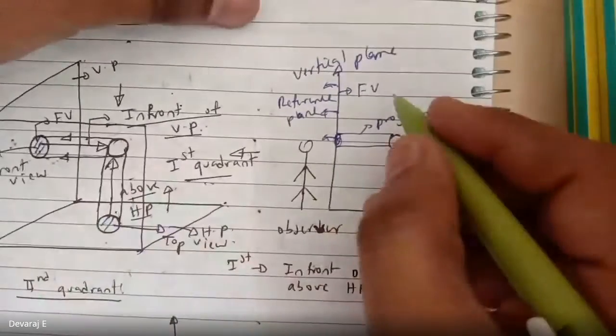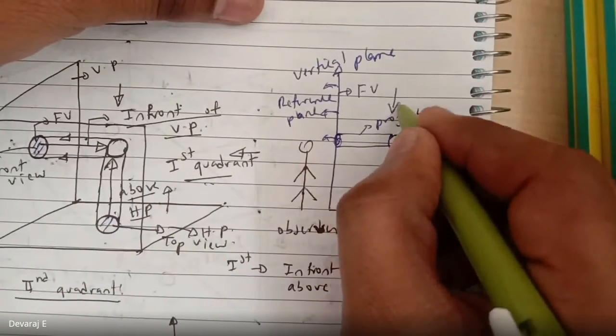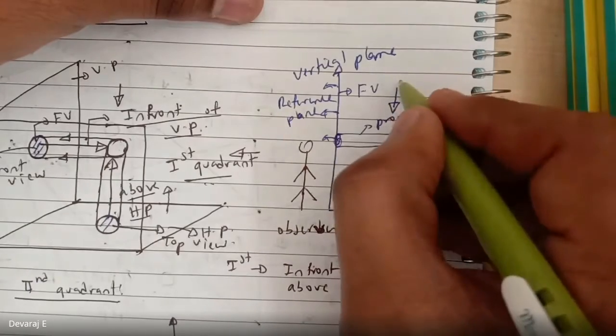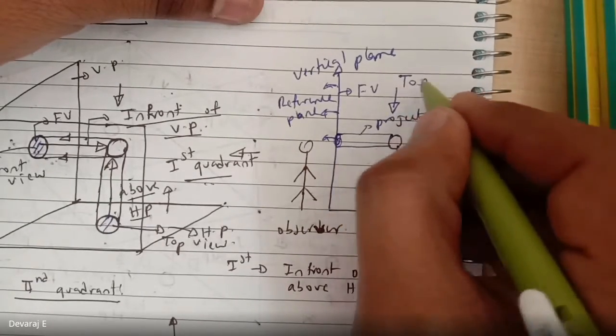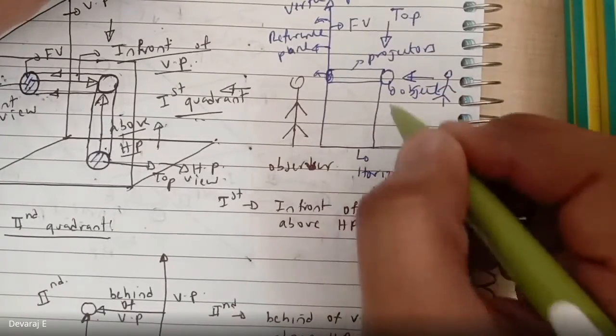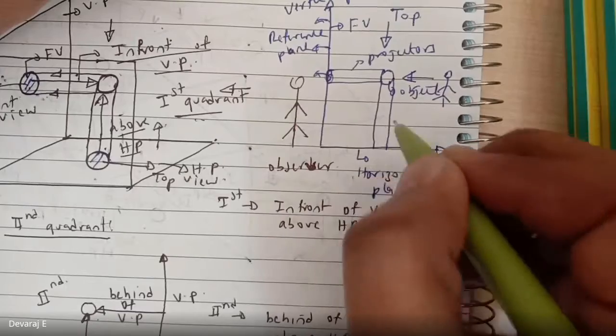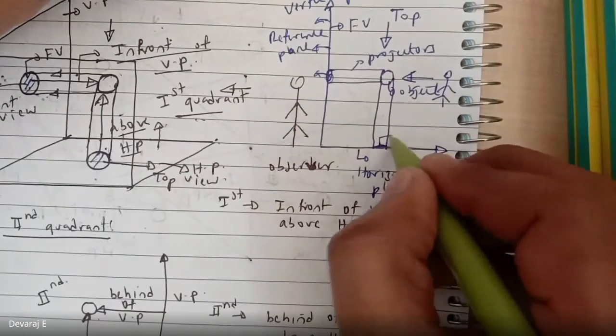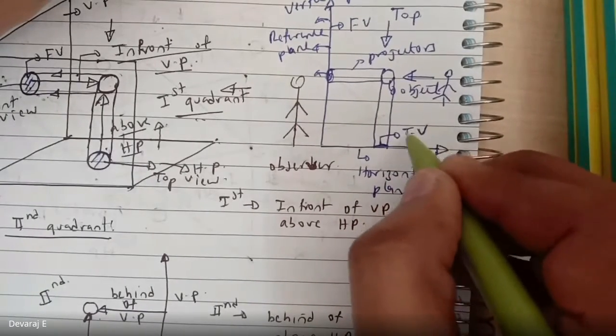In a similar way, when the observer is looking at the object from the top, the view which is falling on the horizontal plane is called the top view, right? So this is the top view, right, students? Yes, sir. So this is a concept.